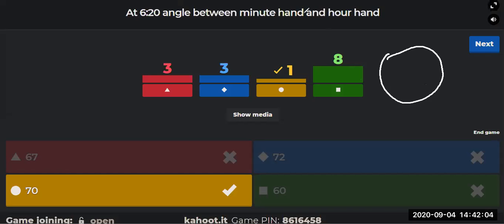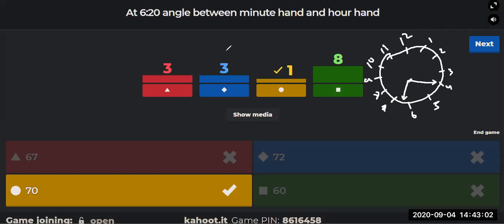Okay, so see, this is 6, 12, 1, 2, 3, 4, 5, 7, 8, 9, 10, 11. Now, when I talk about 6:20, start with the minute hand. The minute hand would be on 4. And the hour hand should be almost somewhere in between 6 and 7. So what is the angle between 6 and 4? The angle between 6 and 4 is 60 degrees. Very good.